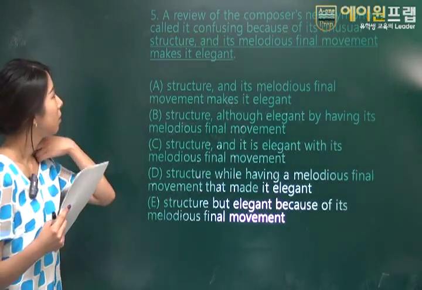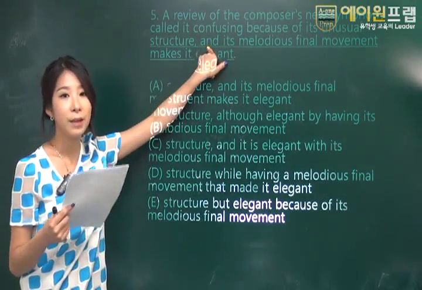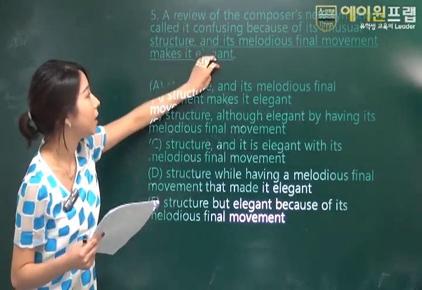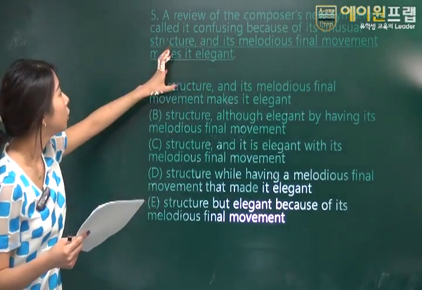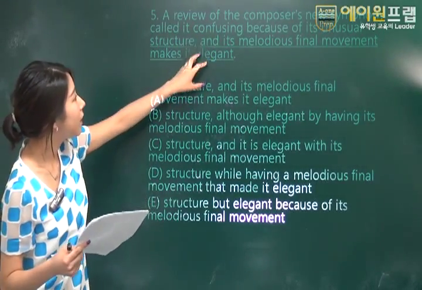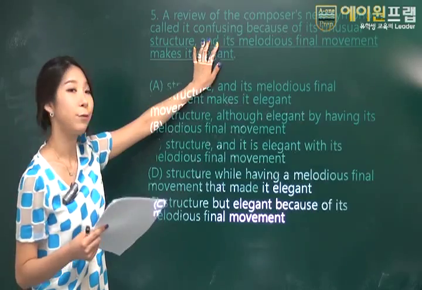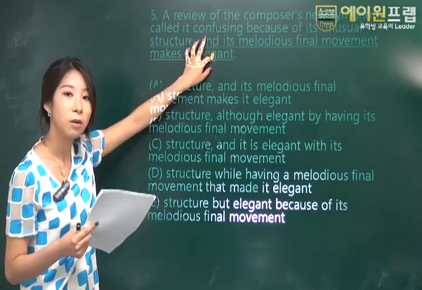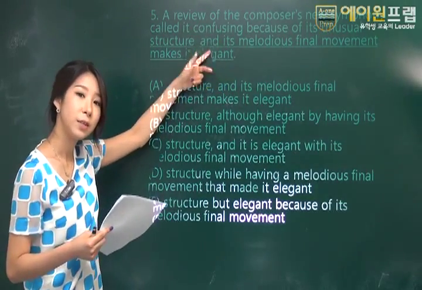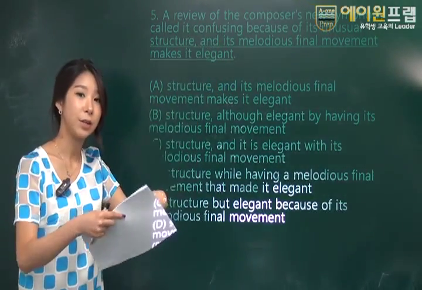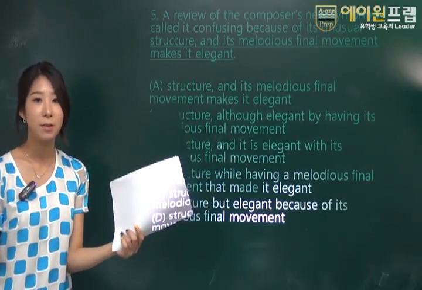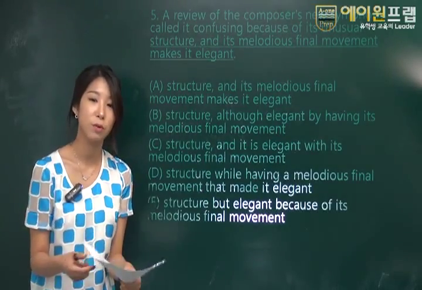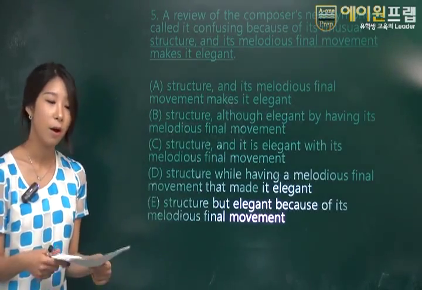It's awkward because and here is not the right transition word to connect this part and this part. Because the review said it's confusing at first. But later it says it's elegant. So they are contradicting, right? They're contradicting opinions. They are against each other. So when we have two different opinions, but we want to combine them in one sentence, then what kind of transition words do we use? Like, but, you know, or however.